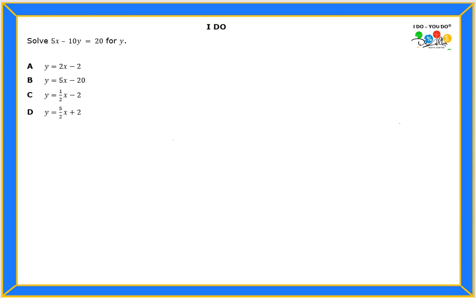And it says, solve 5x minus 10y equals 20 for y. Okay, so if you notice here, they're asking us to solve for y. In other words, they want for you to leave y by itself. Exactly. So think about the steps that you will need to do on a regular equation, right?